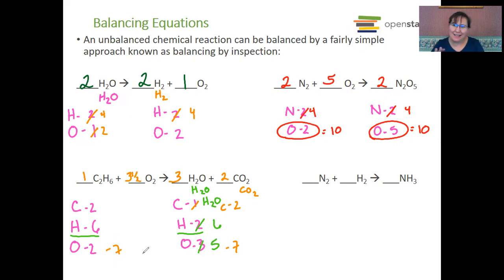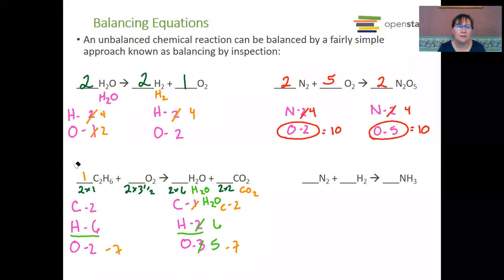A lot of times it's easier to start here. Okay, this isn't my final answer: 1, 3.5, 3, and 2. So now what I want to do is come up with a final answer. And so what I'm going to do is multiply each one of these by 2. So this will become 2 times 1, 2 times 3.5, 2 times 6, and 2 times 2. Okay, and I wrote that out so that I could erase all these. Like that.